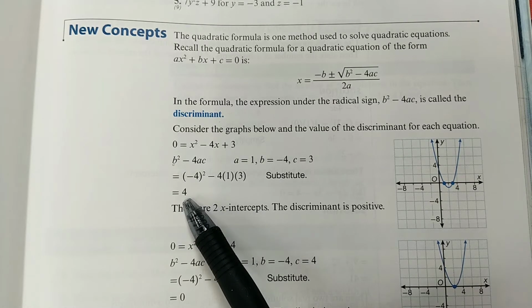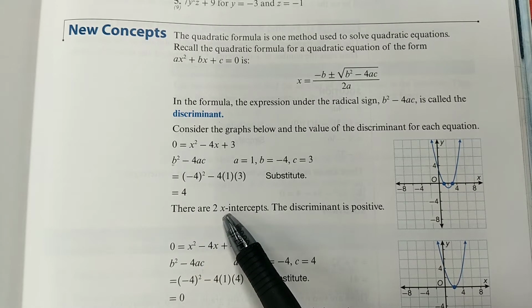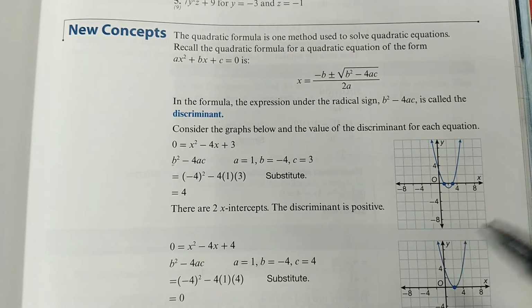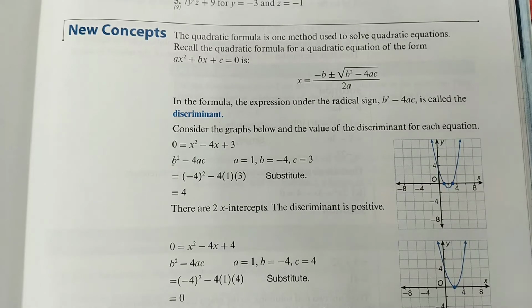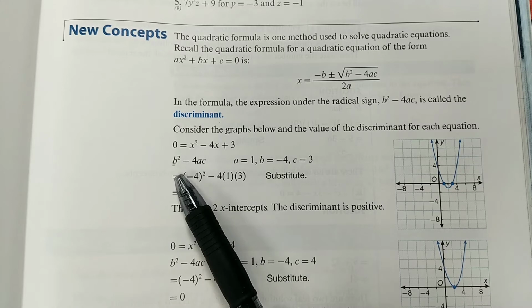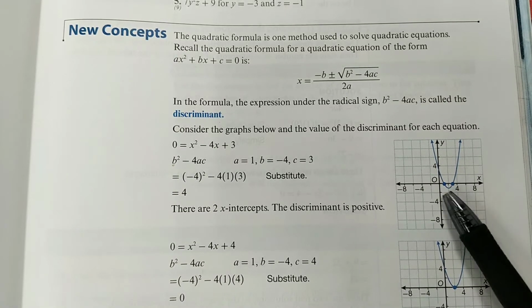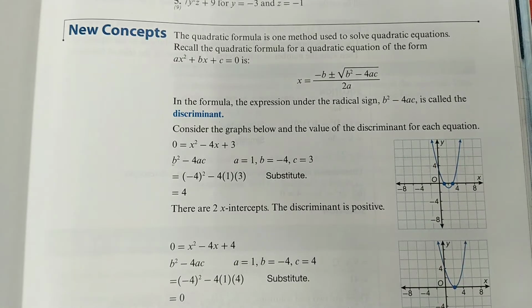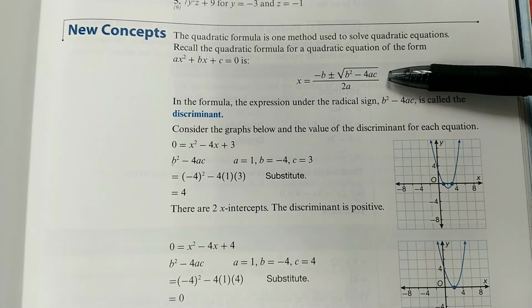This has a positive discriminant, and it happens to have 2 intercepts. They graphed this, and I want you to notice that it crosses the x-axis in 2 places. Anytime b squared minus 4ac is a positive number, it is going to cross in exactly 2 places. Now, what are the other possibilities for my discriminant? It could be positive, it could be negative, and it could be 0.